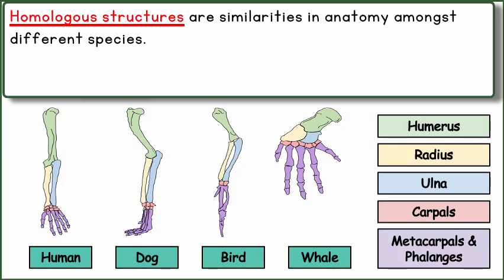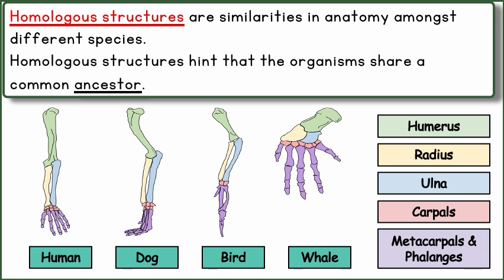Homologous structures are similar in their anatomy amongst different species. Homologous structures hint that the organisms share a common ancestor. So we're looking at the forearms of a human, dog, bird, and whale. They all contain a humerus, radius, ulna, carpals, and the metacarpals, as well as phalanges.